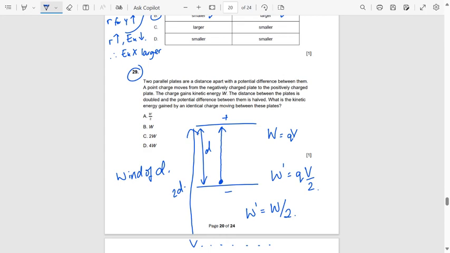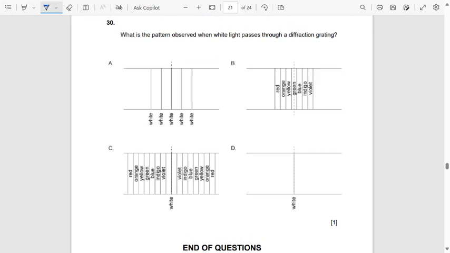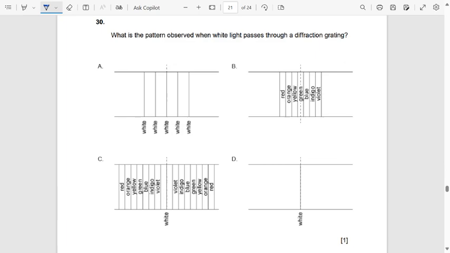Oh, you can see I'm tired. I could circle 29 or I could circle A. Last one. It's another waves question. Okay.